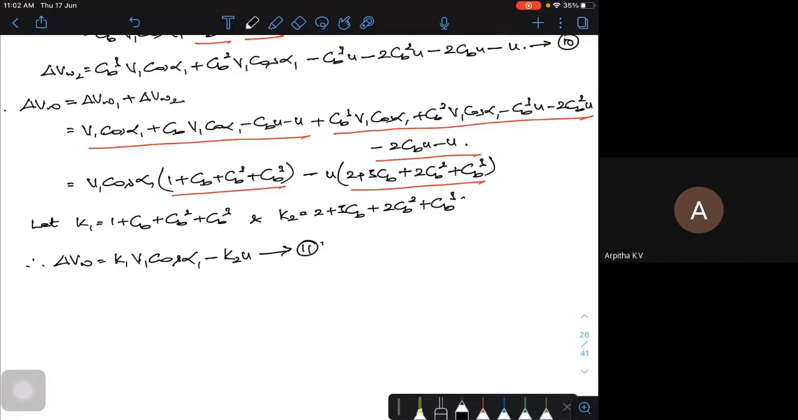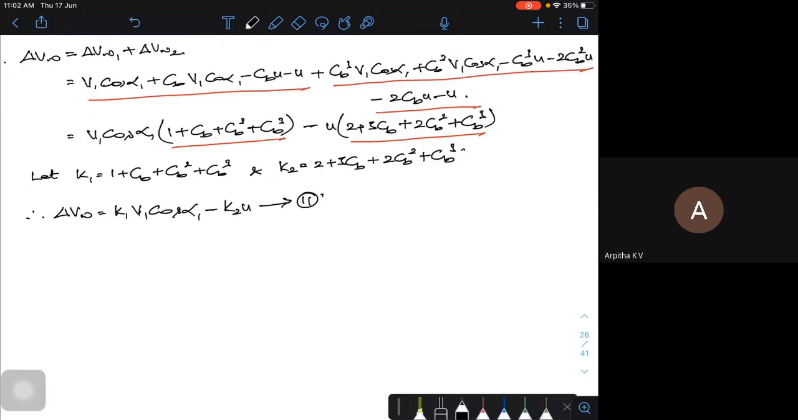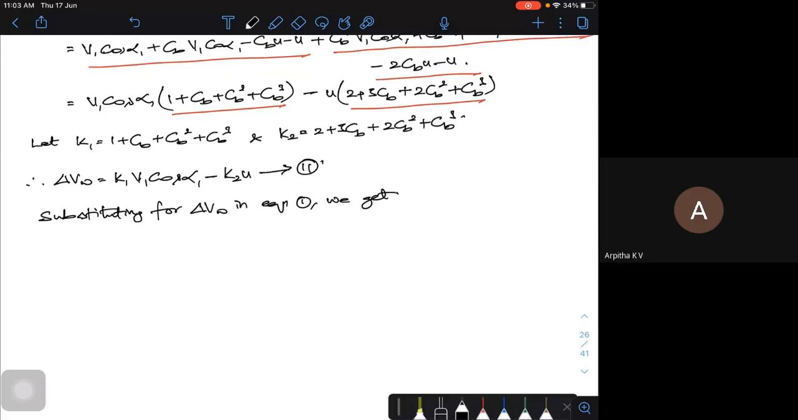Now I have to take this and substitute it in your expression for the blade efficiency. So substituting for delta VW in equation 1, we get the expression for blade efficiency.